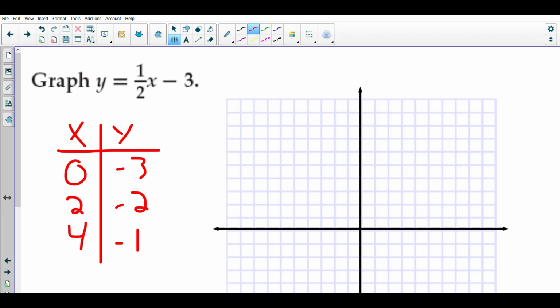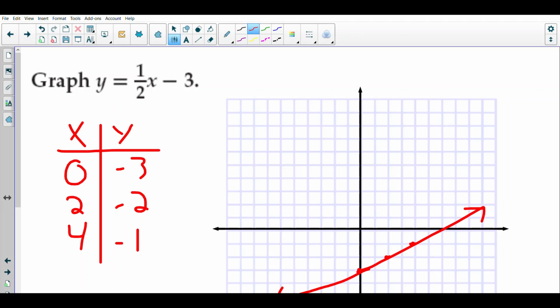So now that we have 3 points, let's graph. 0, -3, 2, -2, and then 4, -1. And so that looks like a pretty straight line. So there we go. All right. And there we have our y equals 1/2 x minus 3.